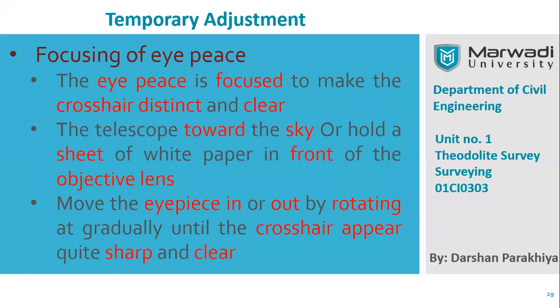Then the next is the focusing of the eyepiece and object glass. That is a basic thing you can be aware of. You can focus the eyepiece by rotating the screw which is placed on the eyepiece, and also by rotating the screw of the object glass. There is another screw provided. So these are the temporary adjustments of the theodolite.